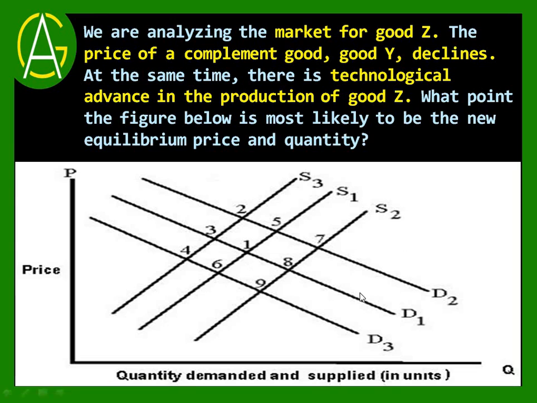The original demand curve is D1, and the original supply curve is S1. We can see an increase in demand, so we find the new demand curve D2, and there is an increase in supply, so we can find the new supply curve S2. At the point of intersection of D2 and S2, we find point 7. So point 7 is the answer to this particular question.